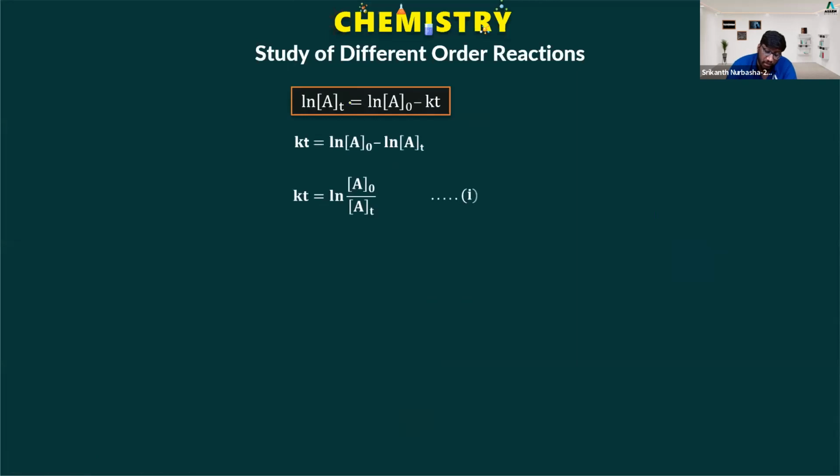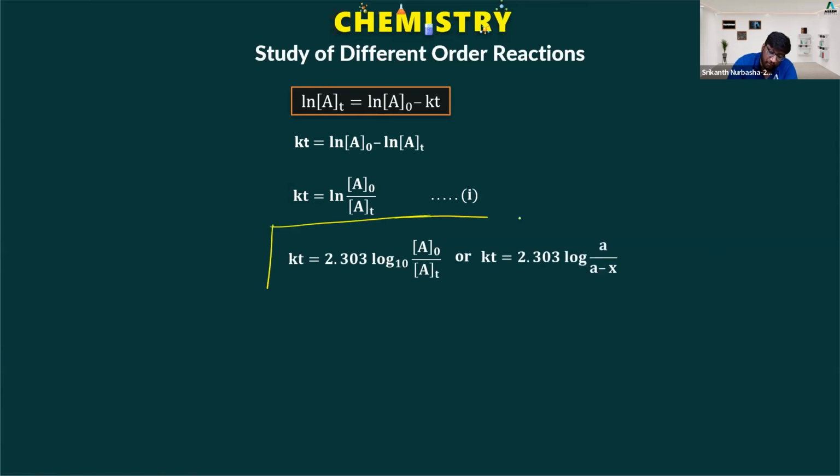ln concentration of A at any time is equal to ln concentration of A naught minus kt. Again, you can convert into logarithm and write the expression in any format. kt is equal to 2.303 log of concentration of A at time t equals 0 by concentration of A at any time, to the base 10, or kt is equal to 2.303 logarithm of A by A minus x.